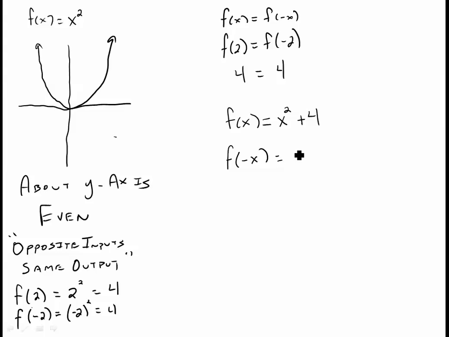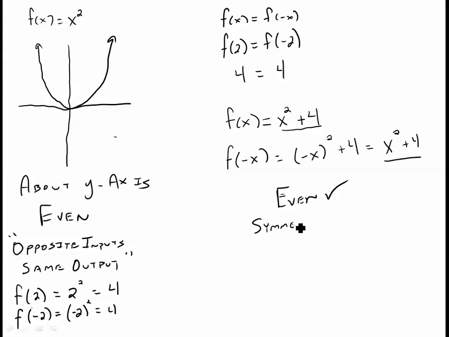And notice that by substitution, when I use the input negative x, if I square negative x, I will end up with x squared plus 4. And because f of x and f of negative x simplify down both to x squared plus 4, I have verified that this is an even function. It's symmetric about the y-axis. I know these as facts.